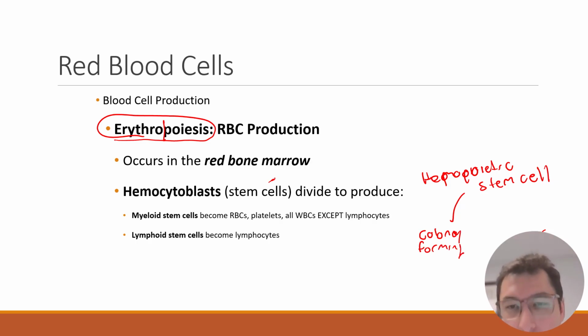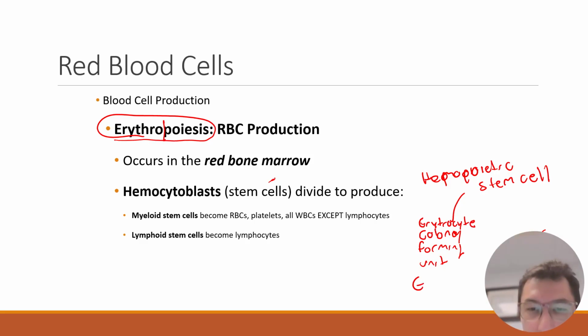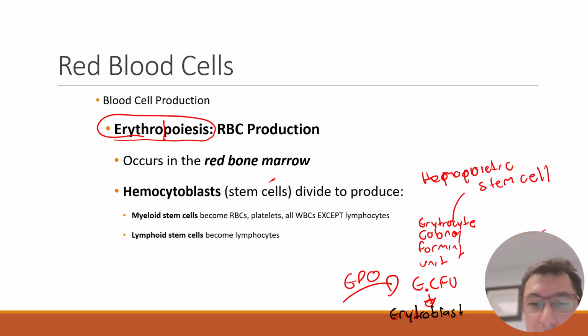forming unit. Actually, the difference is erythrocyte colony forming unit. So ECFU. So erythroid colony forming unit. These ones receive EPO stimulation, and then they decide to divide further into erythroblast. And you know that these are still in the bone marrow because they are B, this stands for baby.